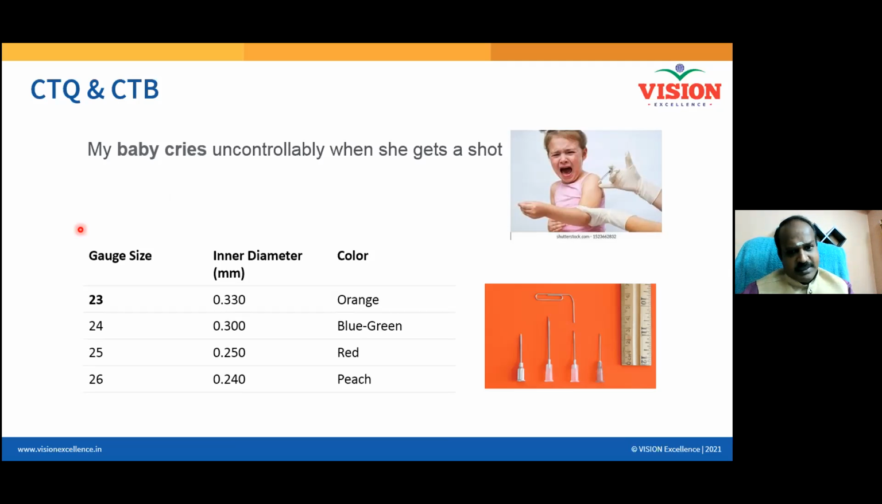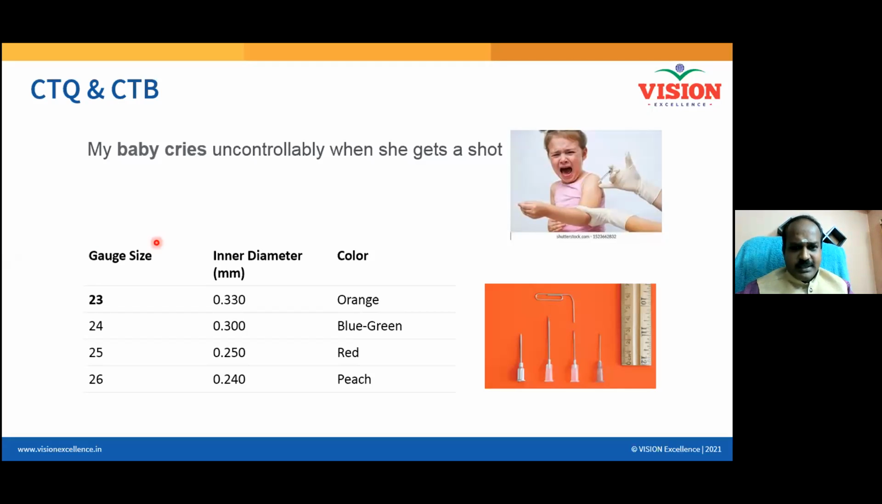when the injection is given. Am I right or not? If the outer diameter is, instead of 0.35, 1.5 mm, will you tolerate? Even we will cry uncontrollably. Am I right? Yes. So the problem is actually the size of the needle. So that is why they are making it as thin as possible.